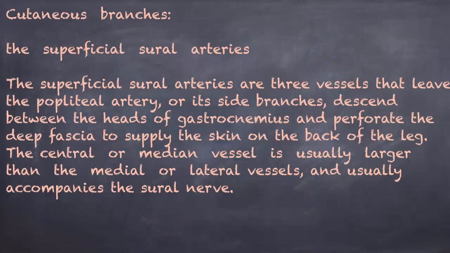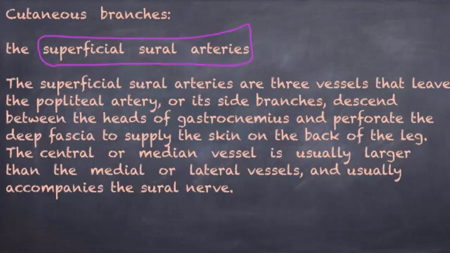Coming to the cutaneous branches, superficial sural arteries, right? The superficial sural arteries are three vessels that leave the popliteal artery or its side branches, descend between the heads of the gastrocnemius and perforate the deep fascia to supply the skin at the back of the leg. Right, the central or median vessel is usually larger than the medial or lateral vessels and usually accompanies the sural nerve. These are superficial.